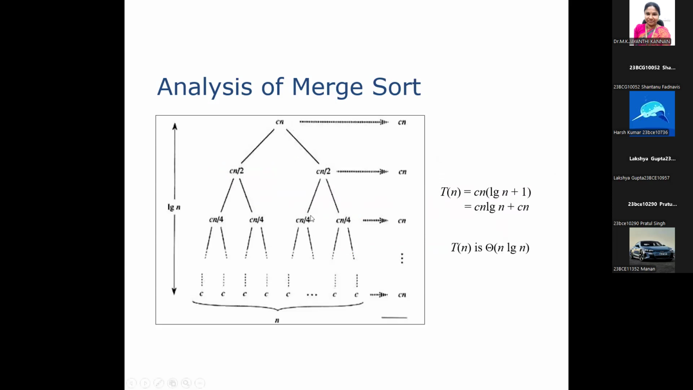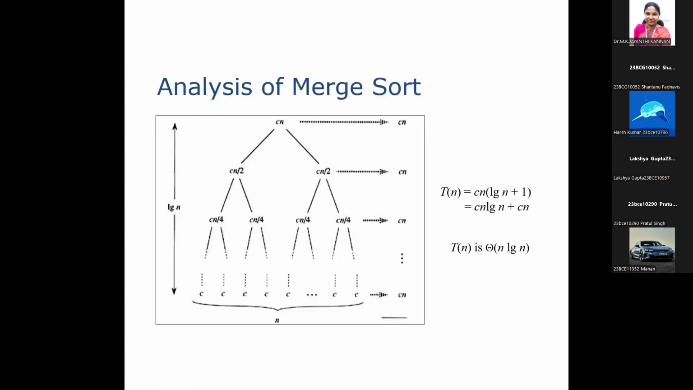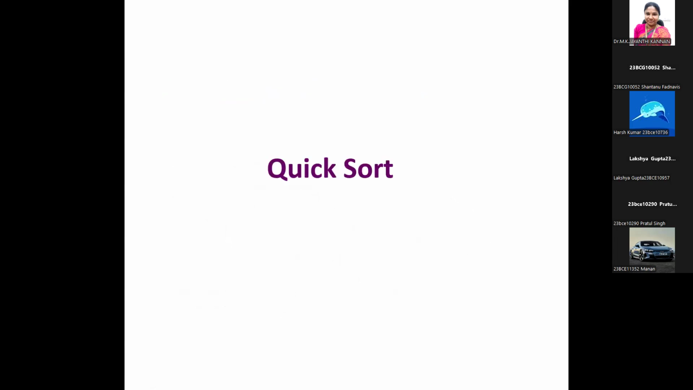Initially the problem is of cost cn, then divided into n by 2 and n by 2, again subdivided into n by 4 and n by 4. So we are solving the problem at the unit level, independent single elements. Sort and solve, sort and merge, sort and merge, sort and merge. Any doubt with respect to merge sort? So far what we discussed, now we are going to discuss quick sort.